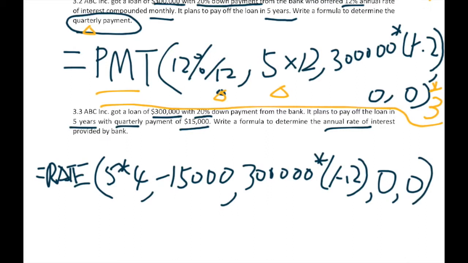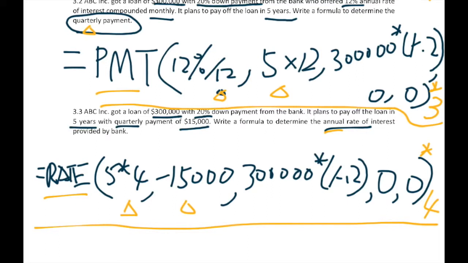So this would be our quarterly rate, because our number of periods is in quarters and the payment is quarterly. So this rate is calculated quarterly. How do we convert it to the annual rate? We should multiply by 4, since every year has 4 quarters. So with this whole function times 4, it gives the annual rate.